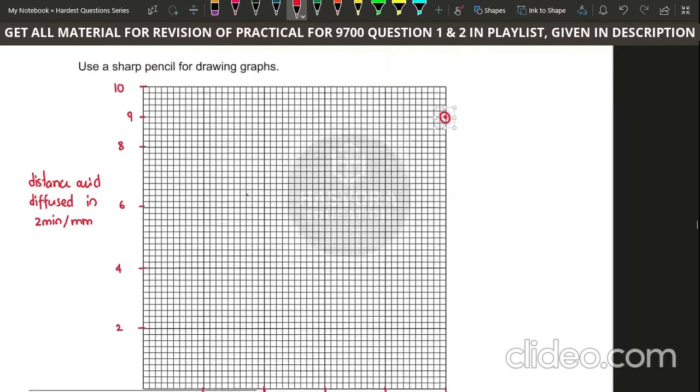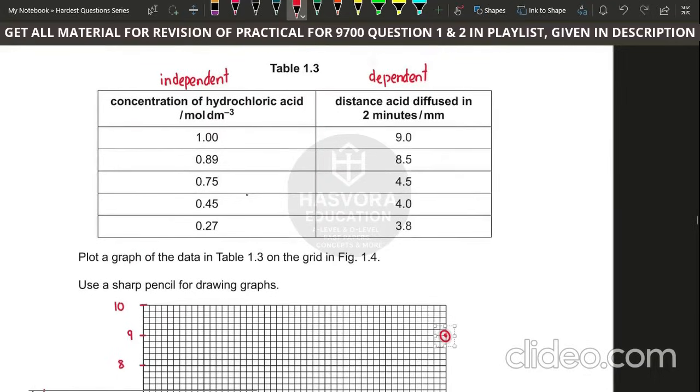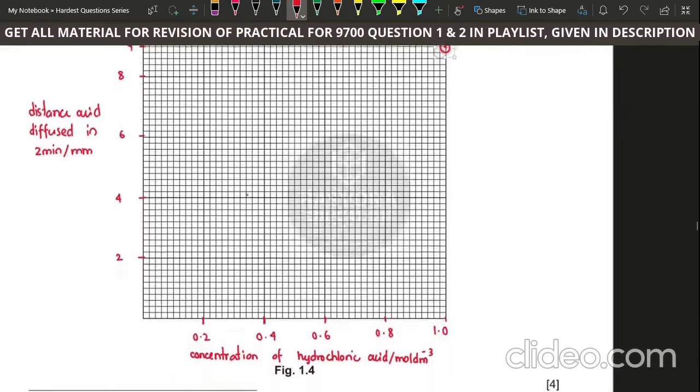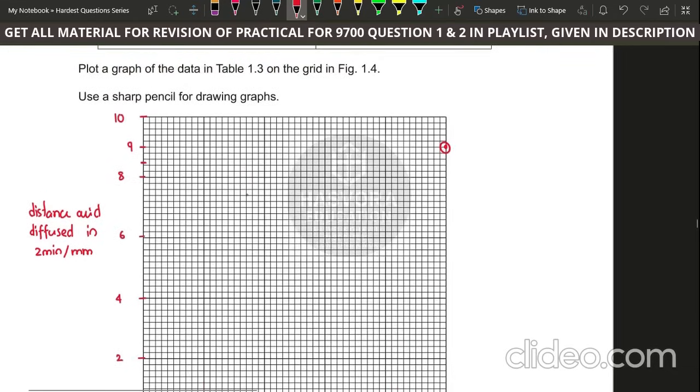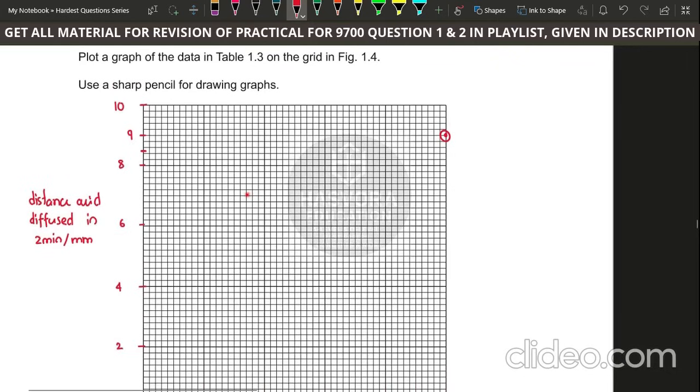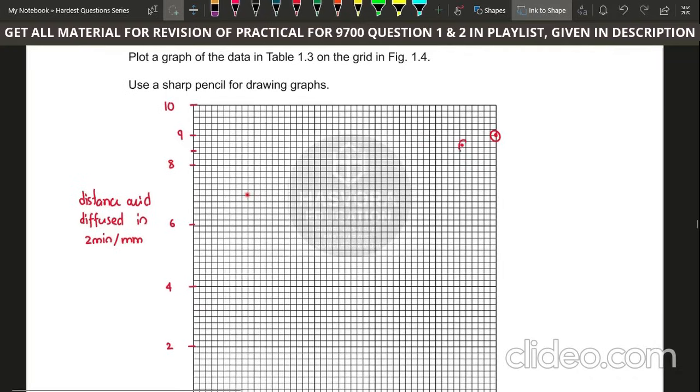Then for the next one, it is 0.89 and 8.5. So 8.5 will be something about this point, and 0.89 means this is 0.9, so just between this. Okay, so this point actually. So let's just see. So it will be about, let me just draw the point, it will be this point. Okay, let's just move it a little bit to this one. Okay, it will be like this. Okay, and then you have to draw a small circle around it.